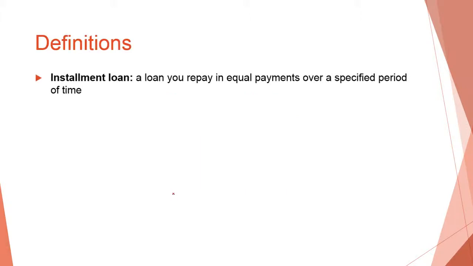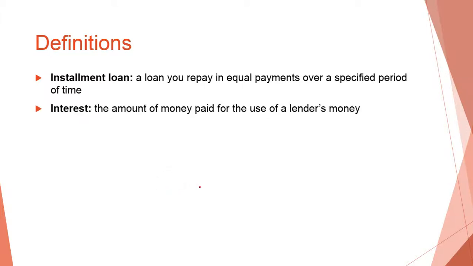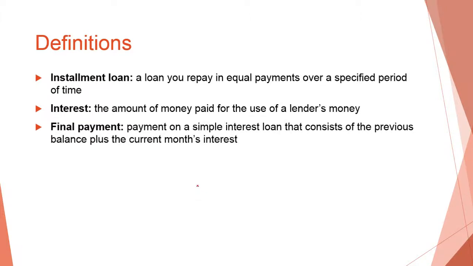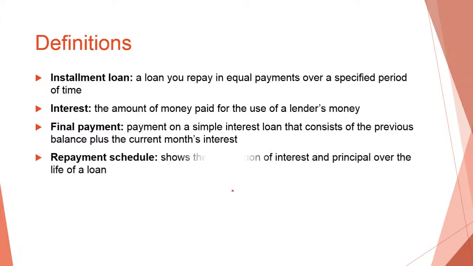So here are some definitions. Installment loan is a loan you repay in equal payments over a specified period of time. Interest is the amount of money paid for the use of a lender's money. Final payment is the payment on a simple interest loan that consists of the previous balance plus the current month's interest. Repayment schedule shows the distribution of interest and principal over the life of a loan.